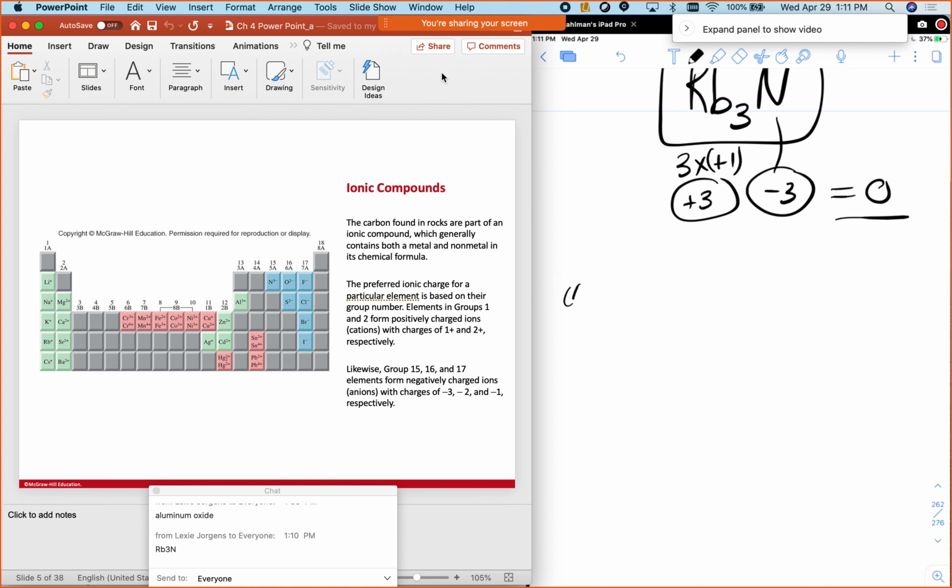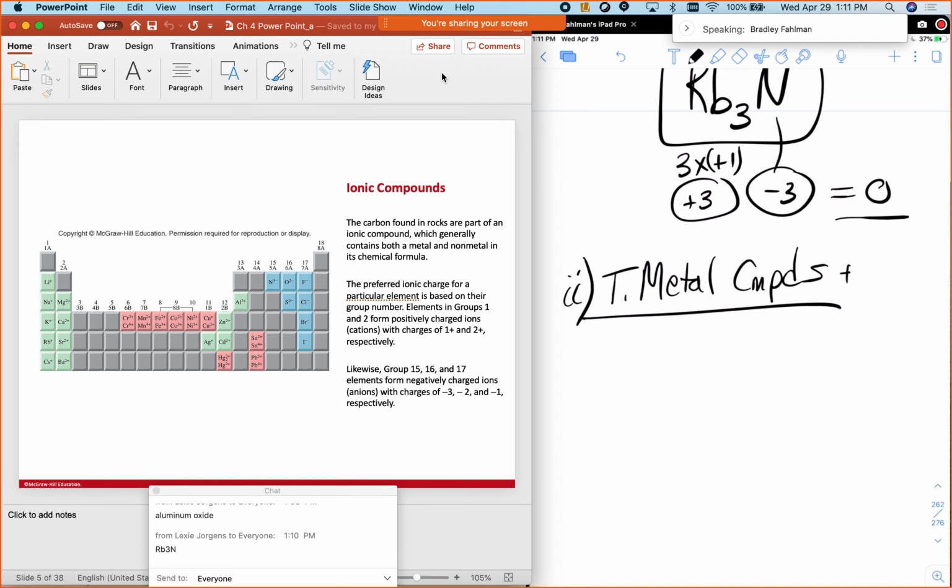So then the second variety are the transition metal compounds. These have variable oxidation states. I guess transition metal compounds plus tin and lead. Those are these ones here.